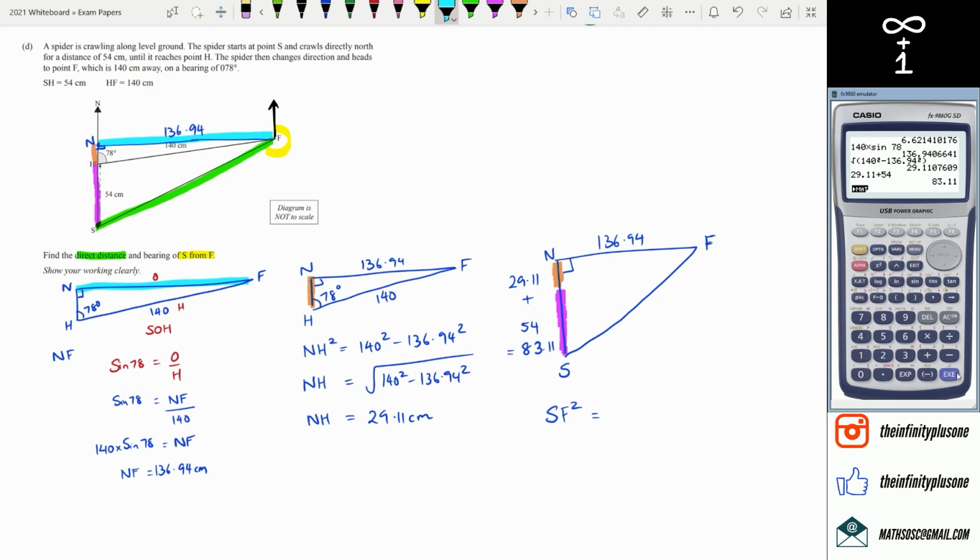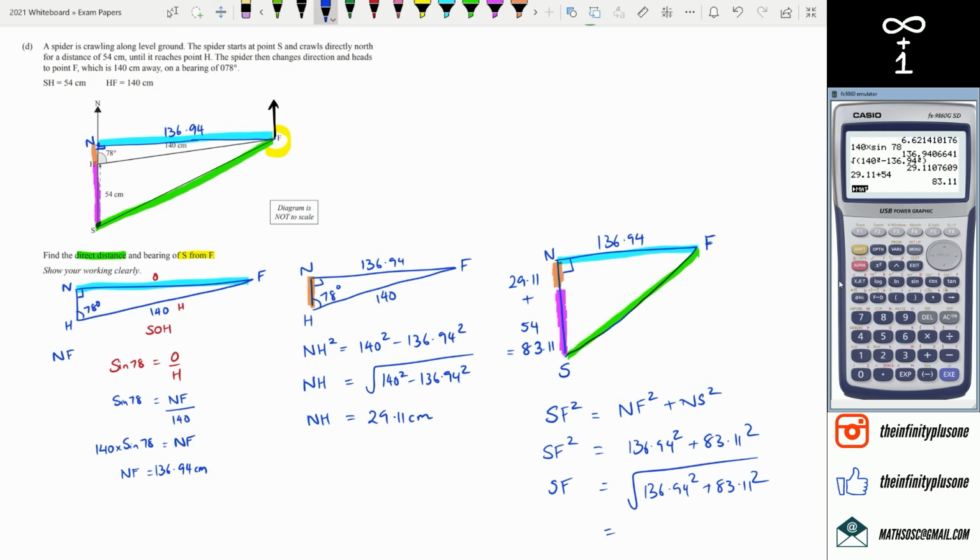Again, I'll color everything so you guys can see what's happening. Yes, I love highlighters, and I would recommend you use your highlighters in your exam papers. So we've got NF squared plus NS squared. SF squared is equal to 136.94 squared plus 83.11 squared. So SF is equal to the square root of this number. Let's work it out. Shift square root of 136.94, and I might want to put a bracket in there.